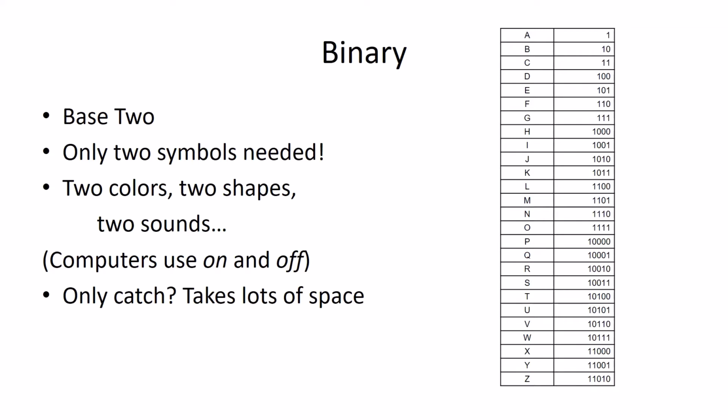But that means you only need two symbols to represent it. So you could use two colors, two shapes, two sounds. Computers use binary because all they need to do is use on and off, so it's easier to physically represent. Now, the big catch to binary is it takes a lot of space to write it out, so it's not as practical for humans. But let me go over how it counts.